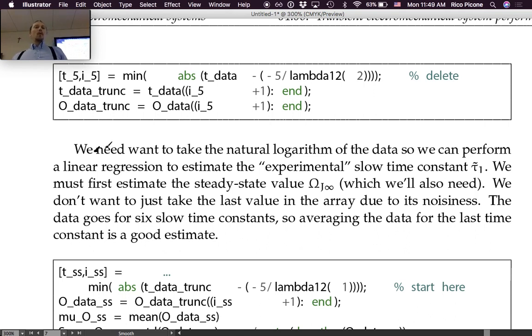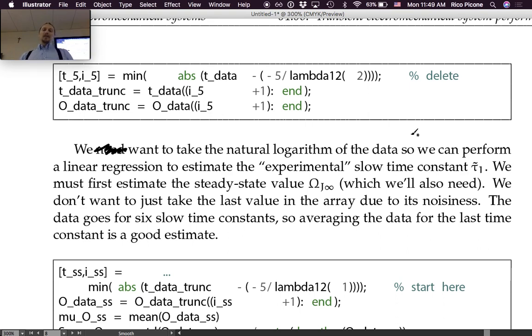So we want to take the natural logarithm of the data so we can perform a linear regression to estimate the experimental slow time constant, tau 1 tilde. The rest of this data is essentially e to the minus t over tau 1, right? So if we take the natural log of it, we're good.